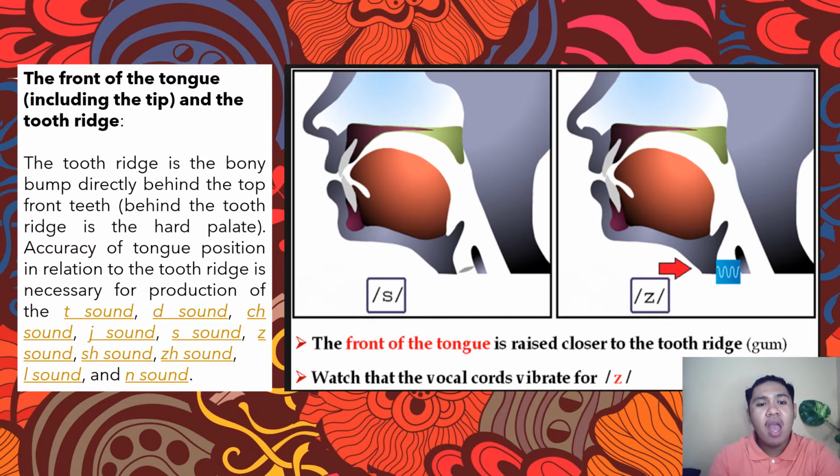Okay. Accuracy of tongue position in relation to the tooth ridge is necessary for the production of the sound T, the D sound, the Ch sound, the J sound, the S sound, the Z sound, the Sh sound, and the Z sound, L sound, and N sound. Okay, let's try them. Everybody say T, T, T.